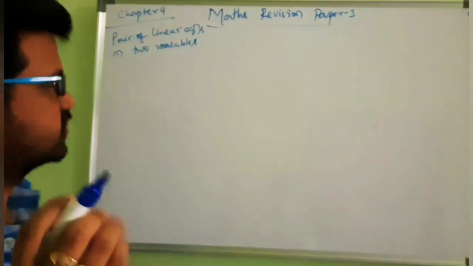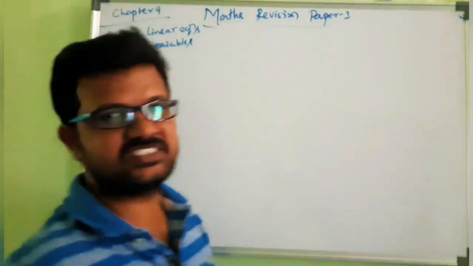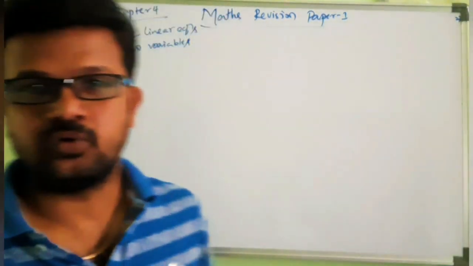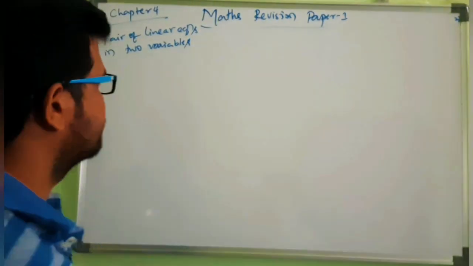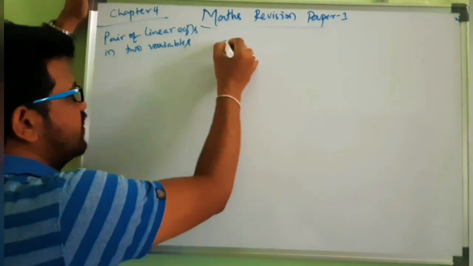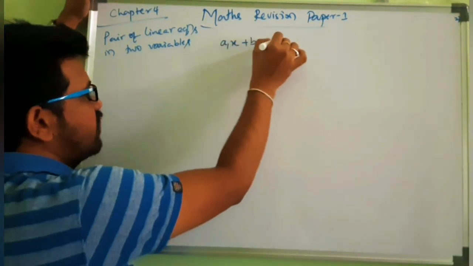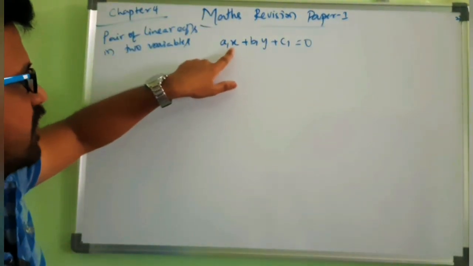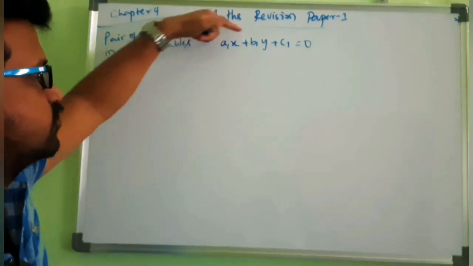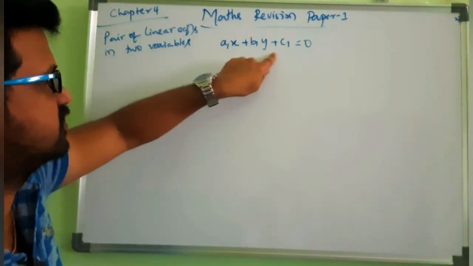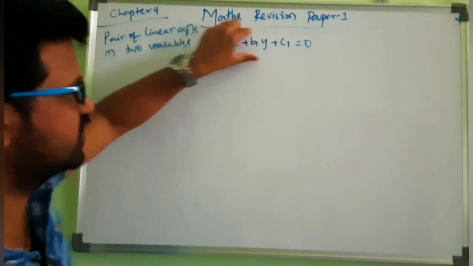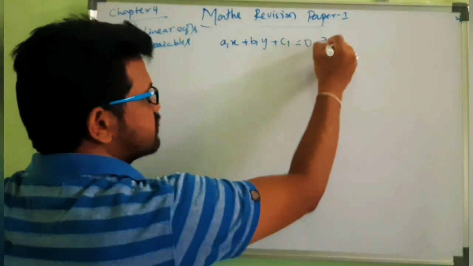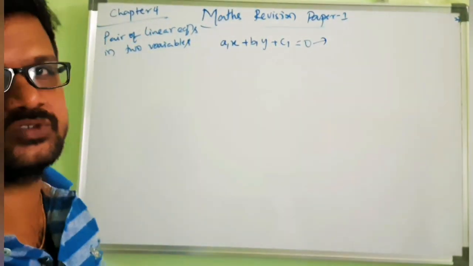Next, the fourth chapter is pair of linear equations in two variables. In this chapter also they ask one graph, a 4 marks graph. So what is a pair of linear equations in two variables? a1x plus b1y plus c1 is equal to 0. This is one of the pair of linear equations in two variables. So what are the two variables here? x and y. If you consider only this one equation, how many solutions are there? Infinitely many solutions.